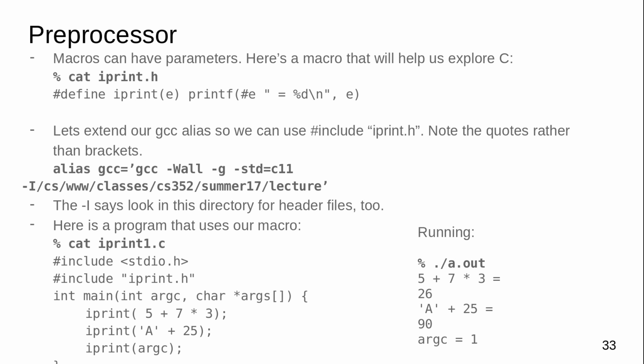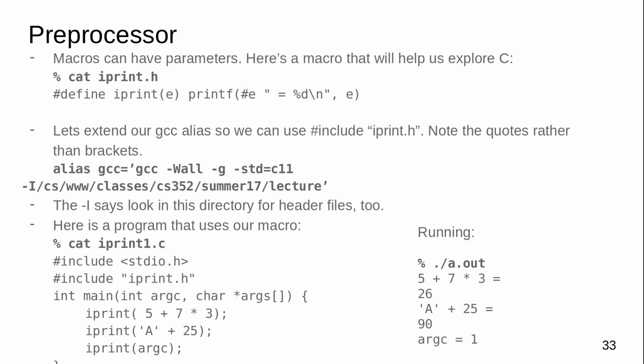So this is kind of like a function, right? I can pass some parameter into this macro, and whatever I pass in as e, wherever an e appears over here, that will be substituted in. So going down here to the example real quick, we have this file called iprint1.c, and in it we include standard IO, and we include this iprint.h file that I have up here.